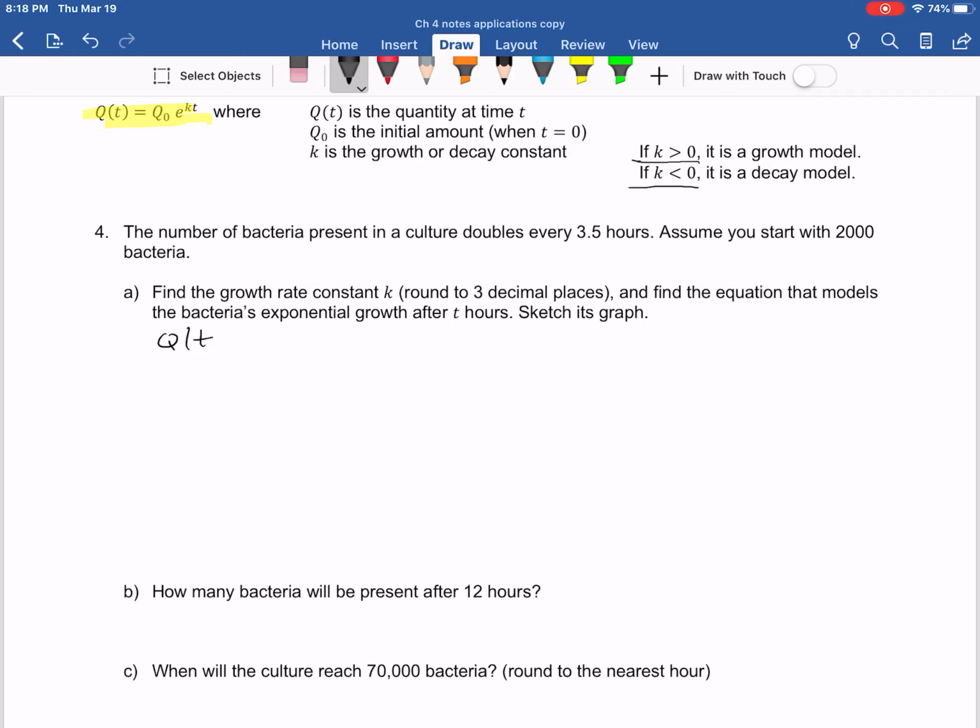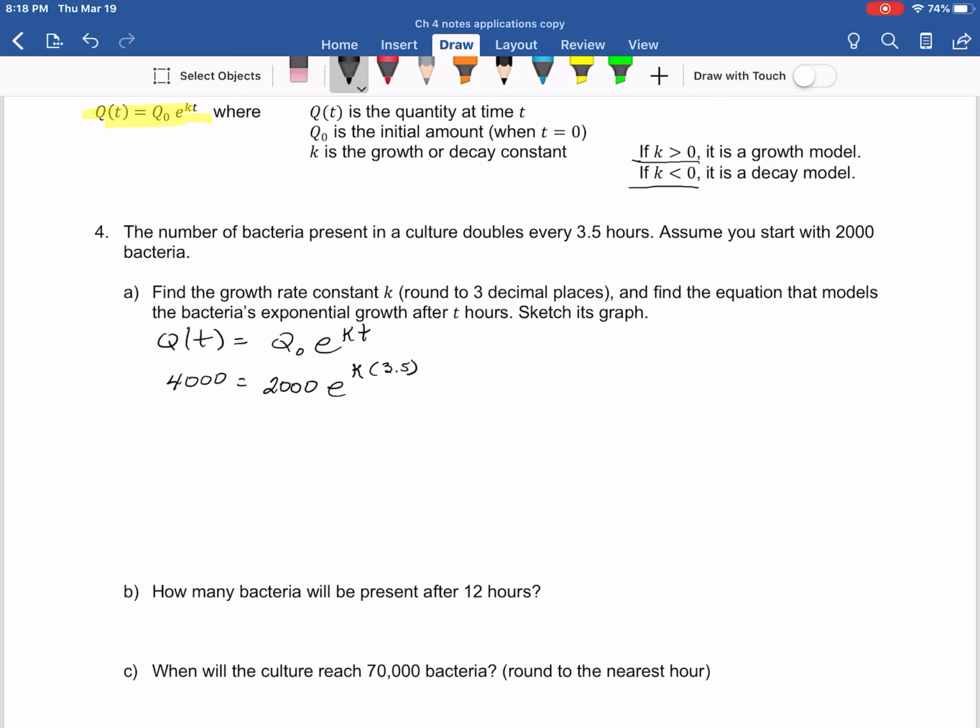So your initial general formula was given above. I'll rewrite it here for you. Q naught is your initial quantity when time is 0. After 3.5 hours have gone by, you have 4,000 bacteria, right? Because it doubled in 3.5 hours time.